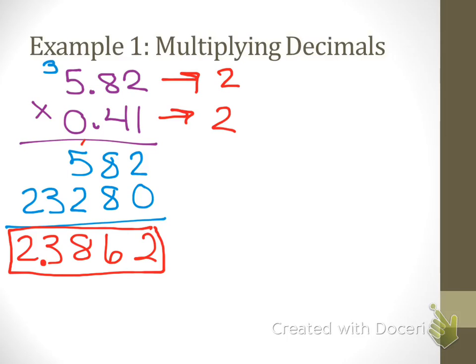Do you see how we did that? Guys, do you see how we did that? Yes. All right, 2 decimal places in each number we're multiplying by. 2 plus 2 is 4, so that's why your answer is 2.3862.